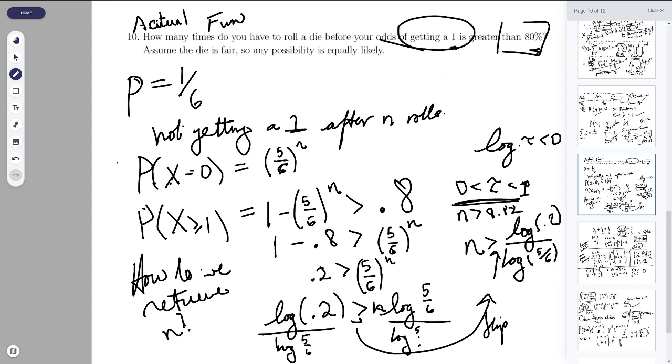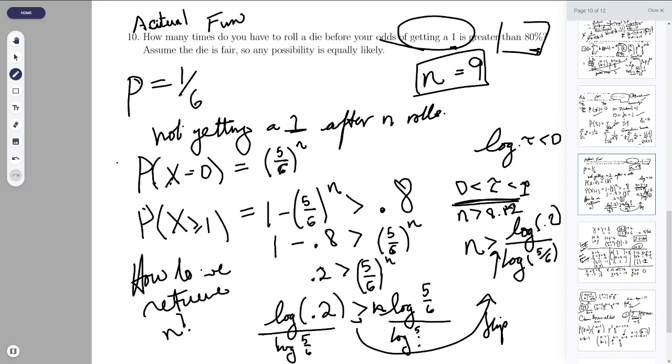I'm seeing 8.82. Now, of course, you can only roll a die a discrete number of times because we're in discrete structures. So you can't roll a die 8.82 times. So really, the number of times that you need to do is 9 times. So to guarantee an 80% chance that you'll see a 1, you need to roll a die 9 times.